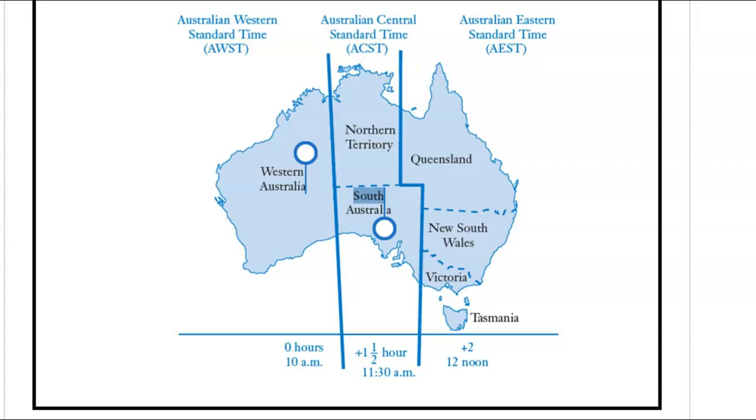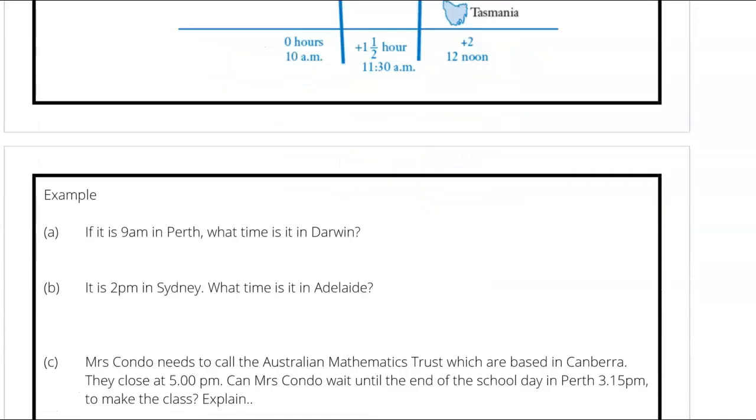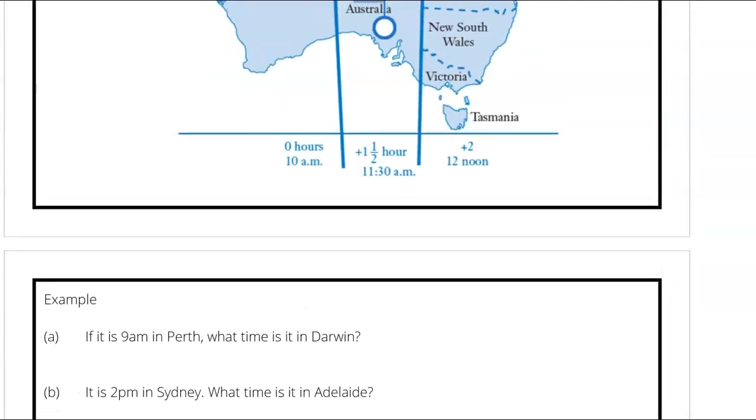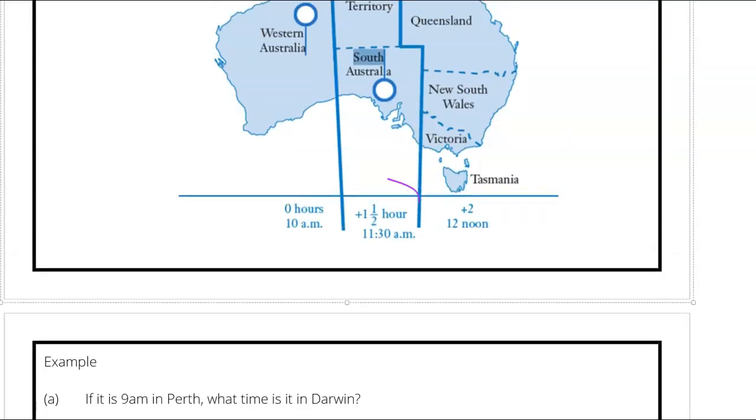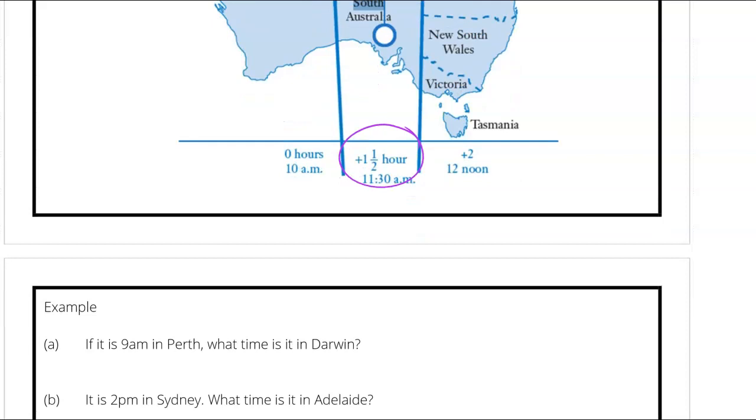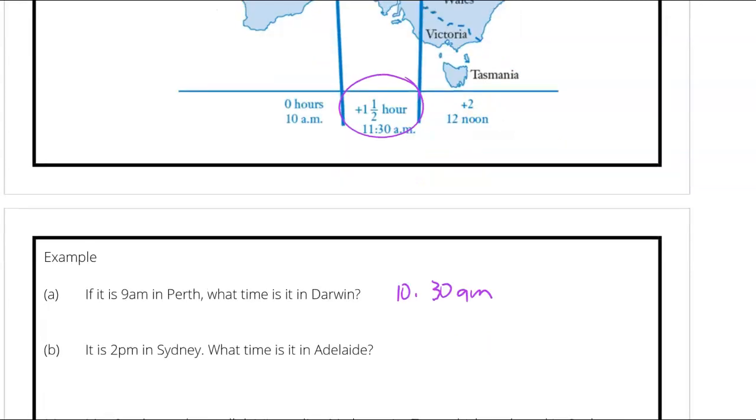All right, so for example, let's have a look at this. If it's 9 o'clock in Perth, what time is it in Darwin? So in Darwin, 1.5 hours later, so 10:30, very good. Be specific though, make sure you put AM and PM or 24-hour time.